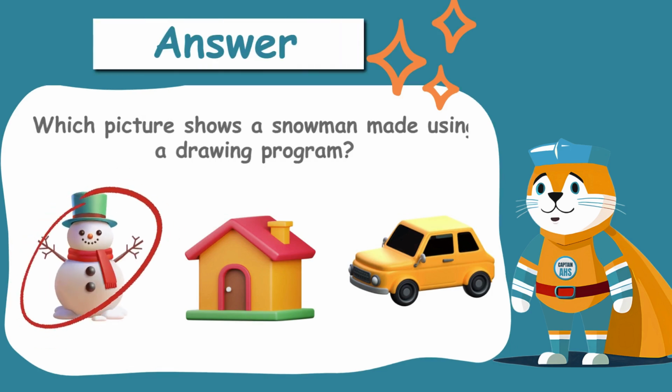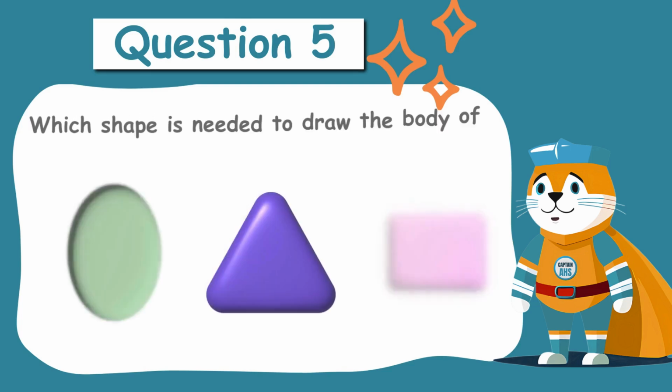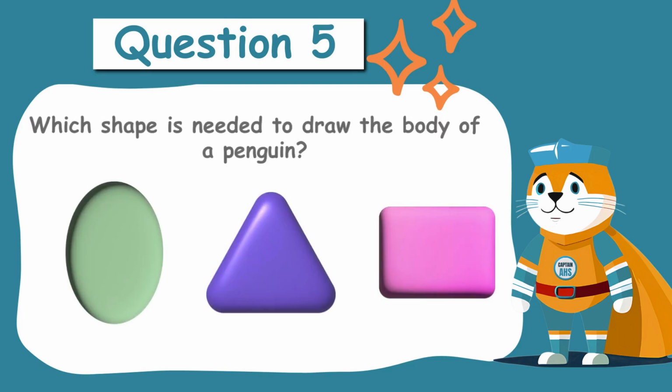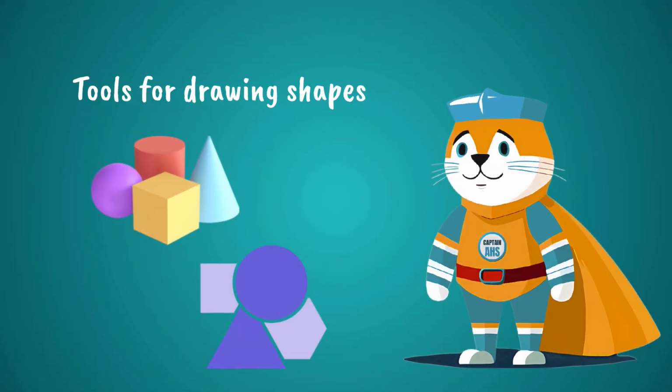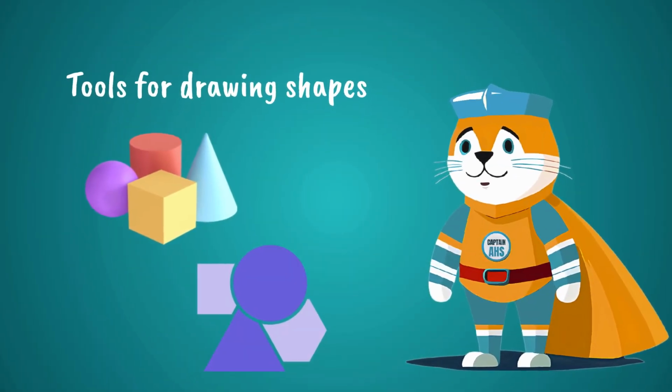Which picture shows a snowman made using a drawing program? Option A, snowman. Which shape is needed to draw the body of a penguin? Option A, oval shape. Up next, we'll dive into the tools that make drawing shapes even easier.